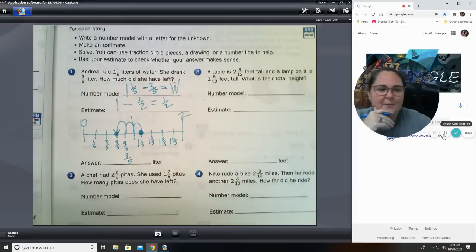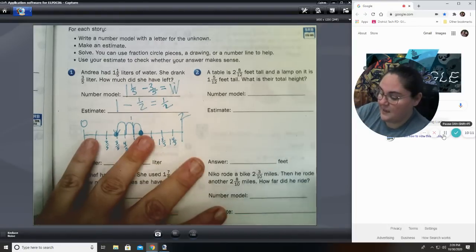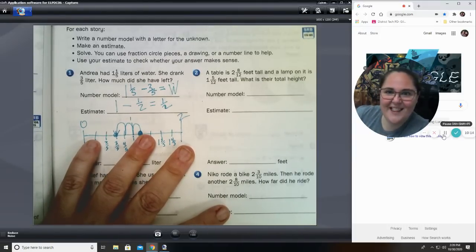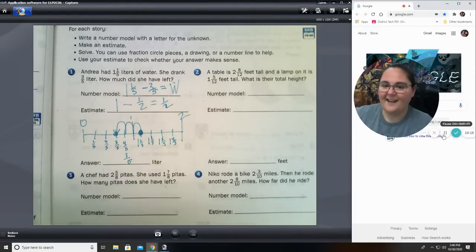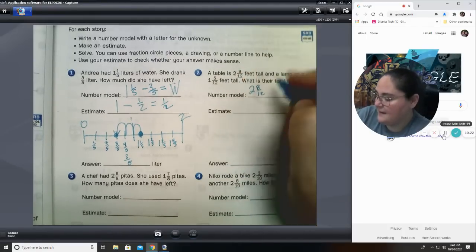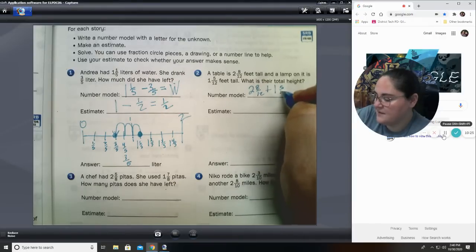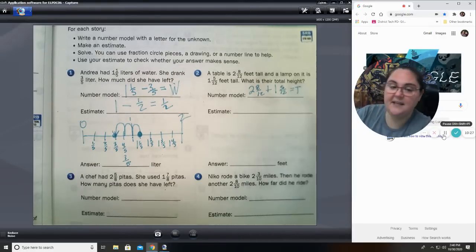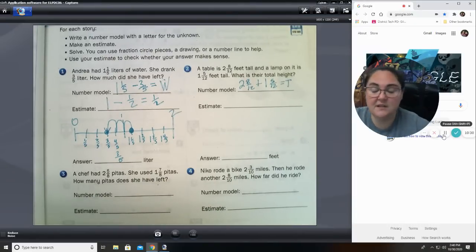All right, number 2. A table is 2 and 8/12 feet tall and a lamp on it is 1 5/12 feet tall. What is their total height? Total height means they're going to add. So my number model, choose the number model that matches. All right, the number model you should have chosen was 2 8/12 plus 1 5/12 equals T for table. You could have used H for height. Whatever you wanted to use is fine.